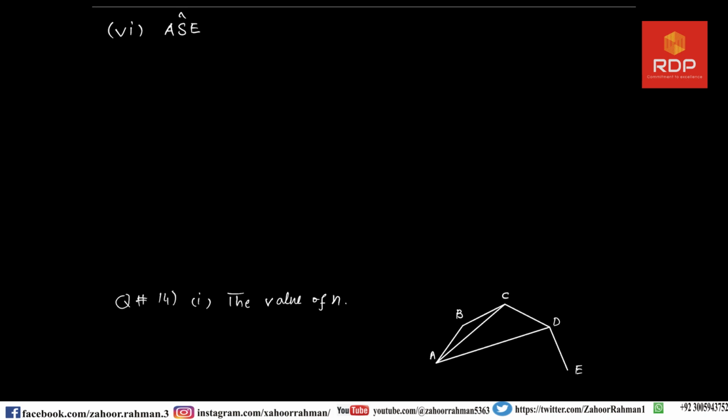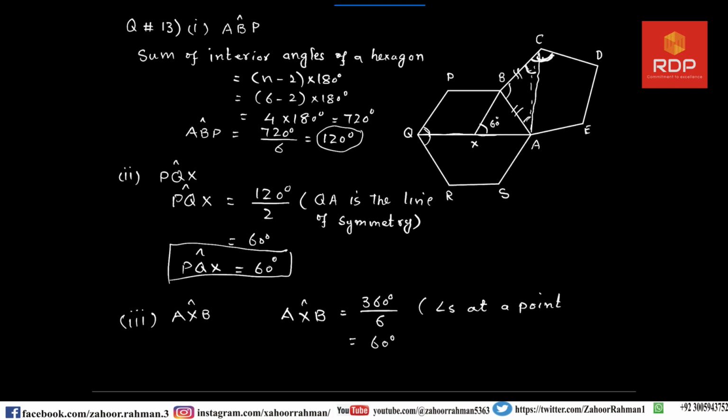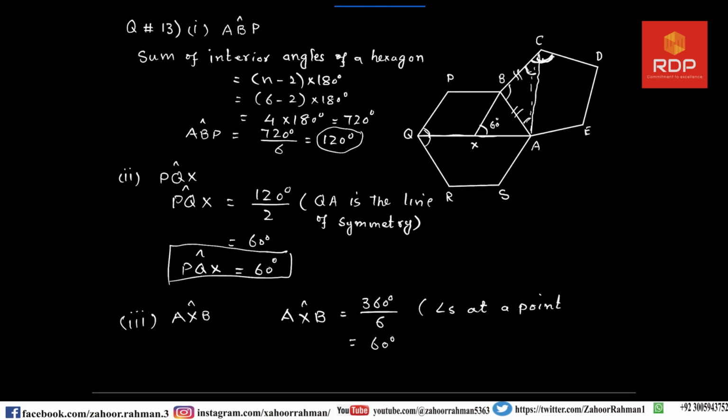Next one is the sixth, and that is ASE. Let us first find what ASE is, which is this angle, this one, ASE, this angle. Because this side is equal to this side, this angle will be equal to this angle.